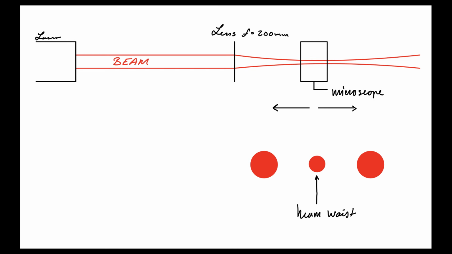We can roughly find the location of the beam waist by analyzing this spot on the wall and moving the microscope forward and backwards on the rail until we have found when the spot size is its smallest. This corresponds with the beam waist.